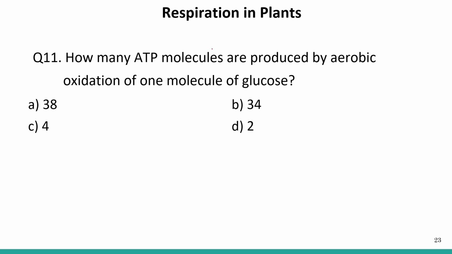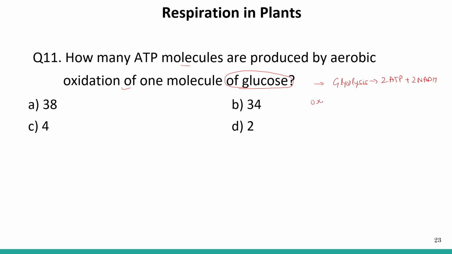The next question is, how many ATP molecules are produced by aerobic oxidation of one molecule of glucose? Now we know that one molecule of glucose, complete oxidation requires which steps? Glycolysis, which produces 2 ATP and 2 NADH.